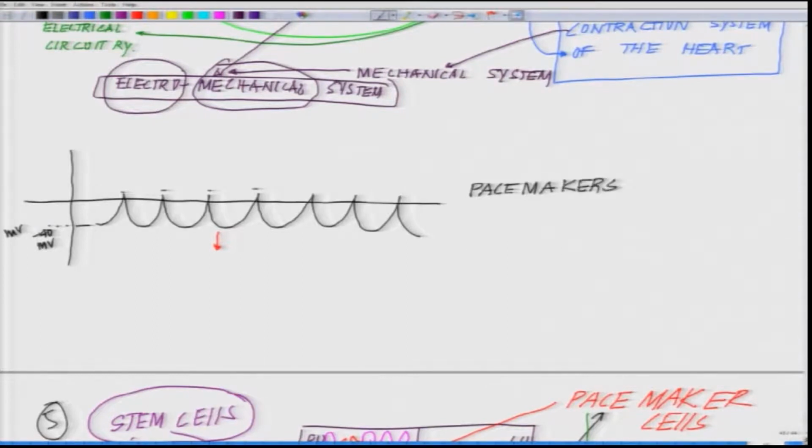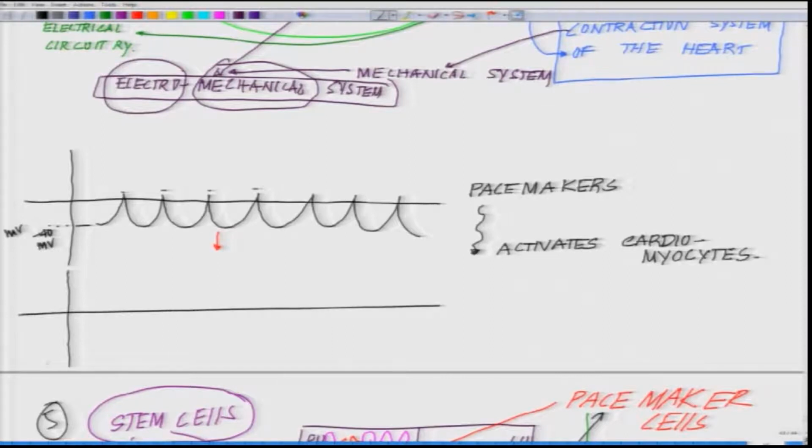Now the pacemaker has this induction effect which activates cardiomyocytes, and in the cardiomyocytes, again let me put the scale, they are sitting at minus 80 millivolt. Cardiomyocytes are sitting at minus 80 millivolt. Now from there, because of that induction effect, the cardiomyocytes shoot an action potential like this.